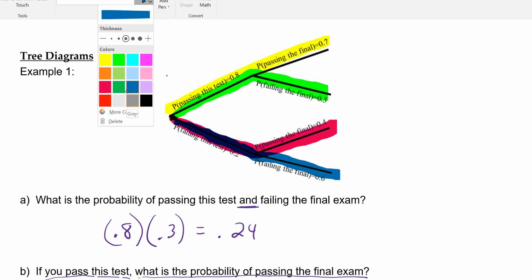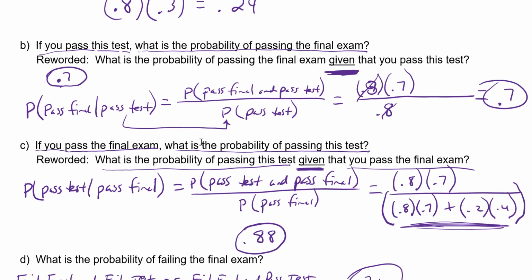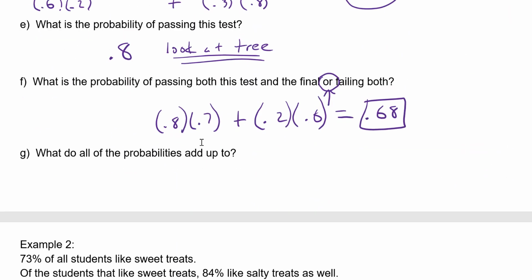Anybody, okay? They all add up to 1.0, okay? Because all the cases are here, every scenario. You're going to pass the test or fail the final, pass the test or fail the final, or fail the test and pass the final, fail the test and fail the final. One of those scenarios. That's why that adds up to 1.0.